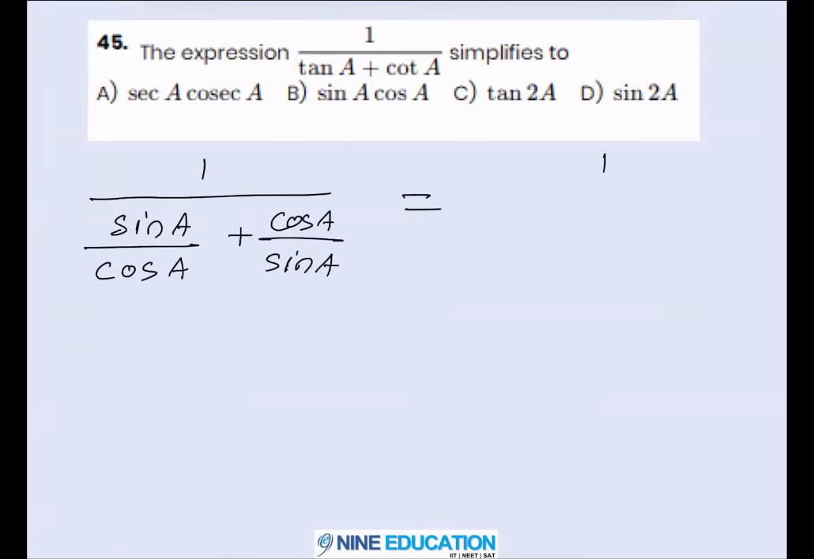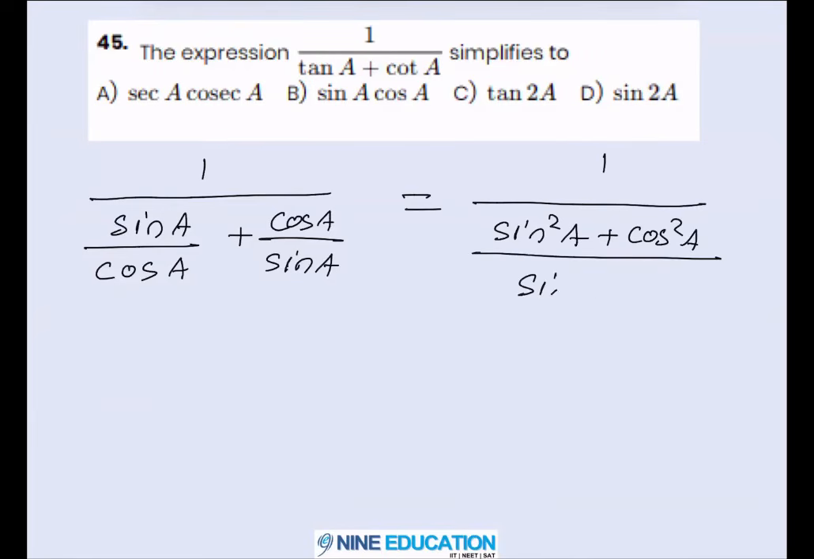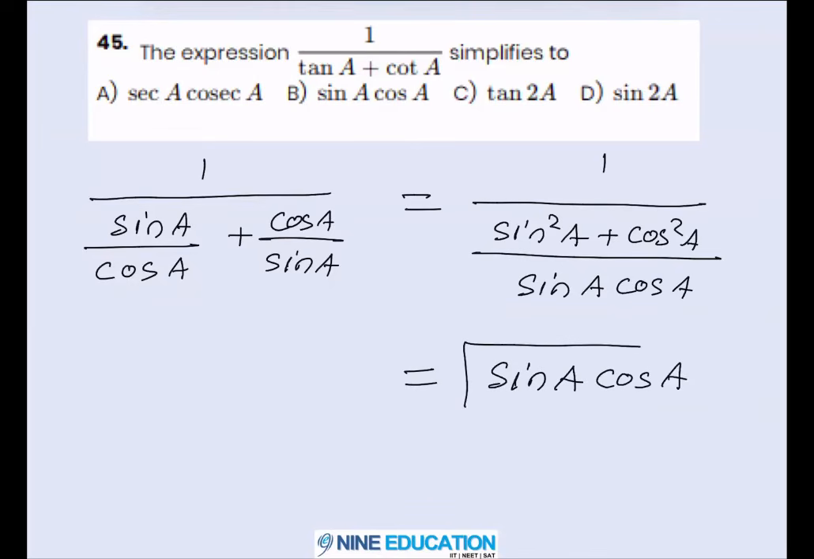If you take LCM, then this will become sin square A plus cos square A divided by sin A cos A. Now sin square A plus cos square A is 1, and sin A cos A will go into the numerator. So the answer will come sin A into cos A, which is option B.